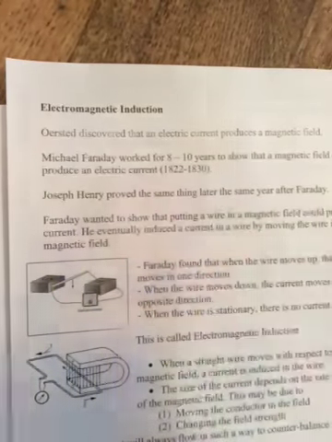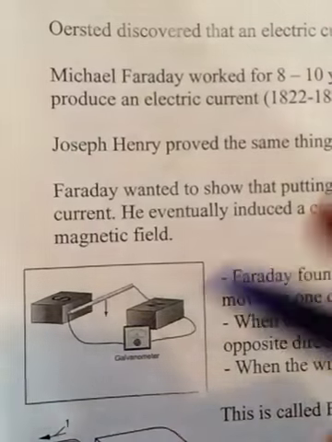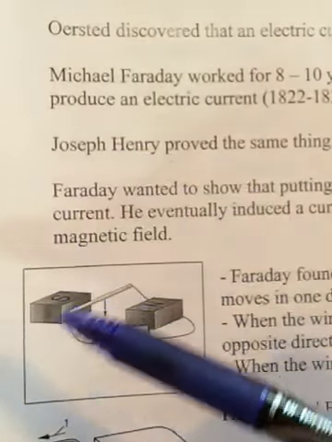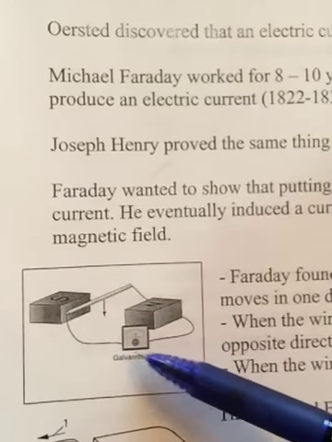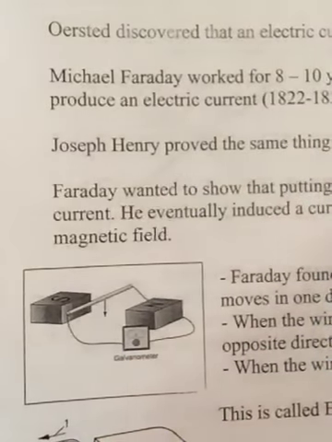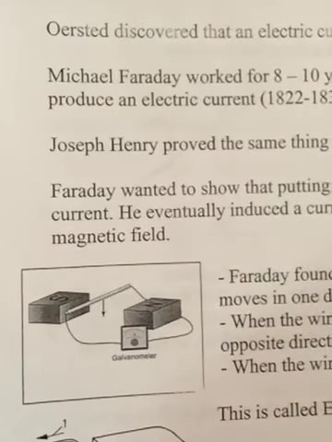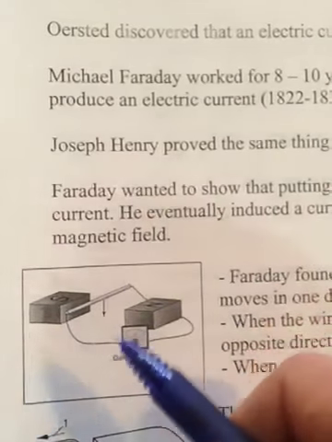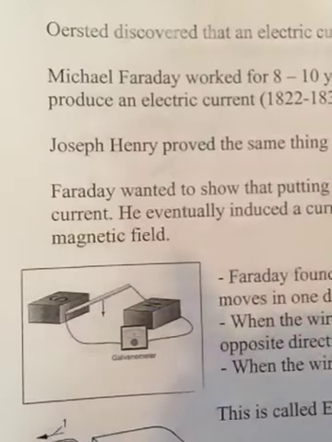I know this diagram is not nearly as good as the one I drew on the board yesterday. But this was what I was trying to draw. So there's the north and the south, the wire moving in the field, and there's the galvanometer set up to measure the current. Remember, the galvanometer can measure a very tiny current, so it can pick up any little traces.